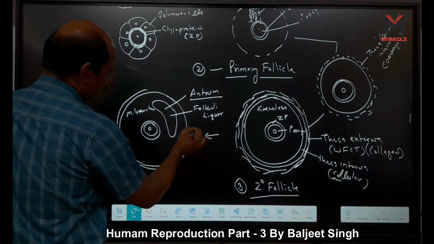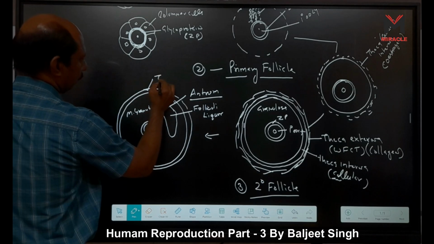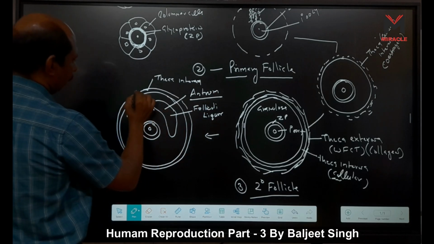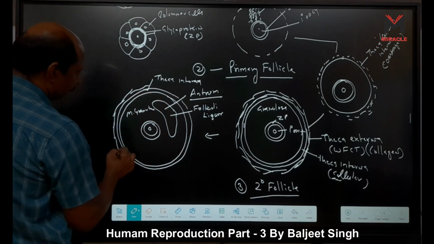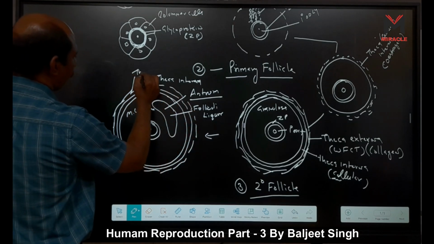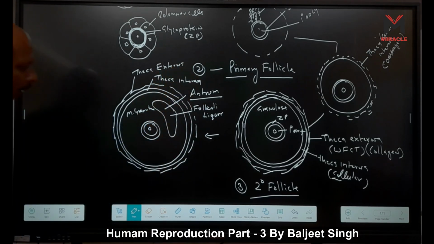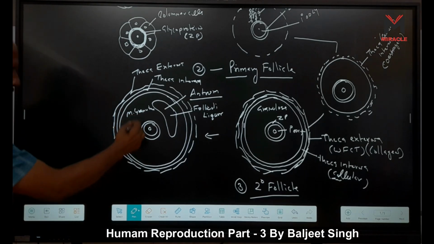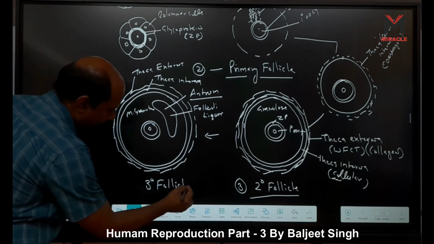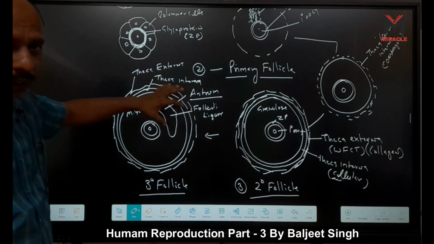This one is called theca interna, and the outermost, the muscular layer, is called theca externa, which is also present here. This is theca externa, right? Now, because antrum is present here, this one is called tertiary follicle. Tertiary follicle, right? The antrum is the characteristic of the tertiary follicle.